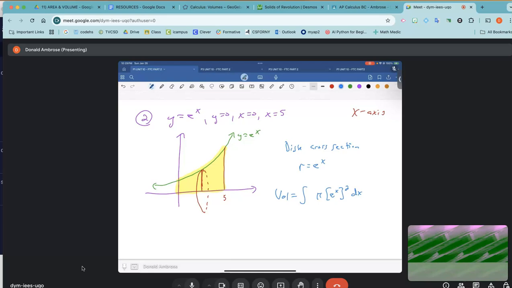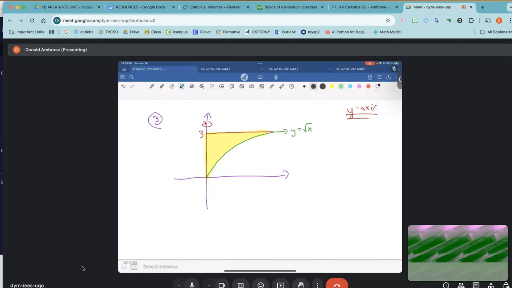And our limits of integration would go from the left side, which is at x equals 0, to the right side, which is x equals 5. And so we'll just put 0 to 5. And again, voila, once again, like that, we have the volume of this solid formed when it revolves about the x-axis. All right, so we'll look at one last problem here.